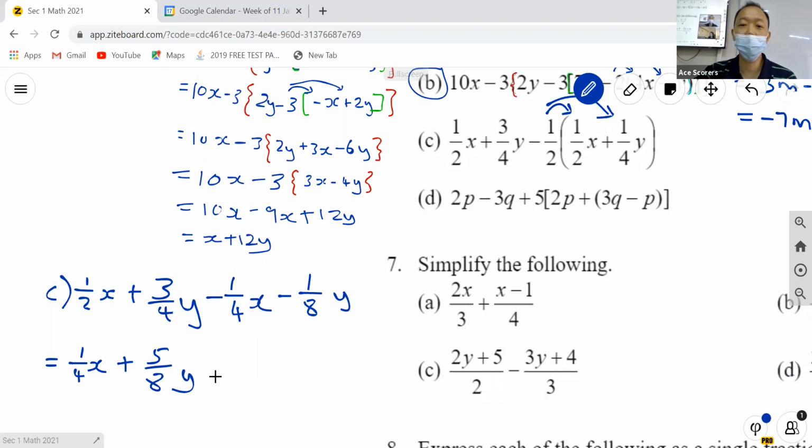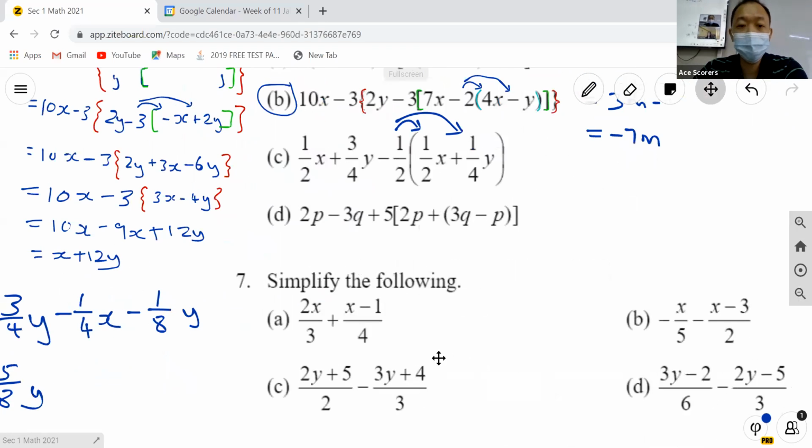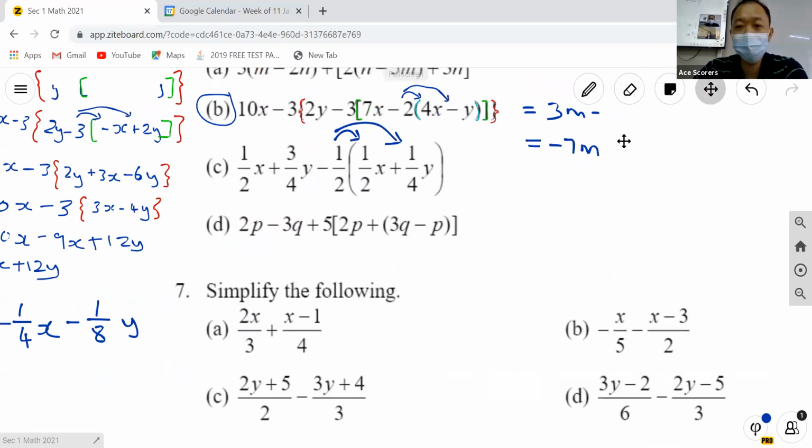Good. Blossom, is it correct? You get it? Oh, what happened? No, I wrote the 5/8 wrongly. Oh, okay. So 6, you got to convert, right? That's why some people are afraid of mistakes. What they do is they use a calculator. You can just take 3/4 minus 1/8. Get 5/8. Okay. Now for D, you definitely have to do it yourself.